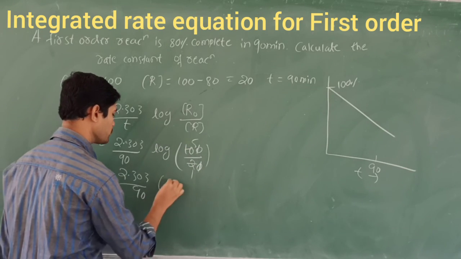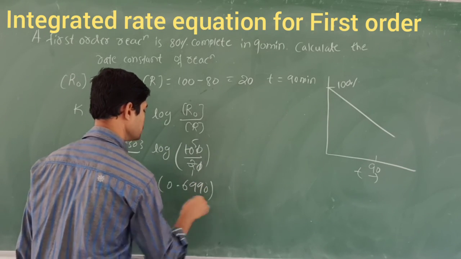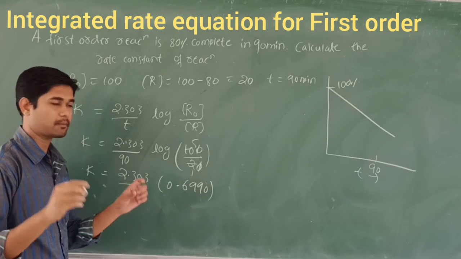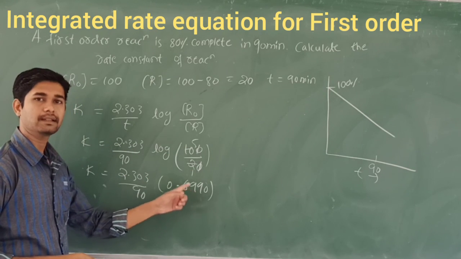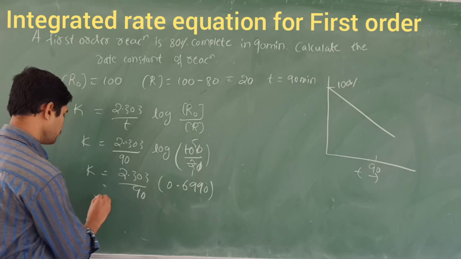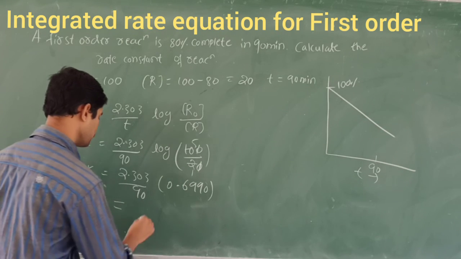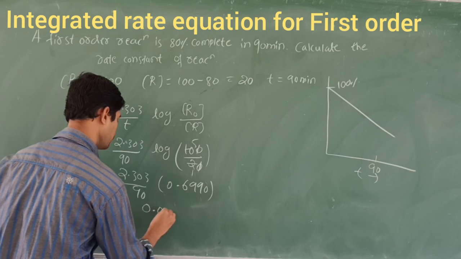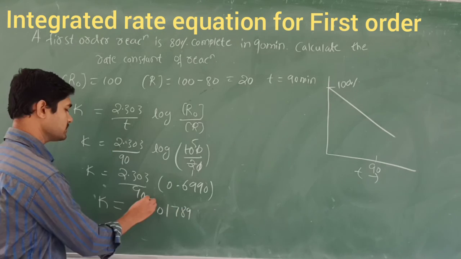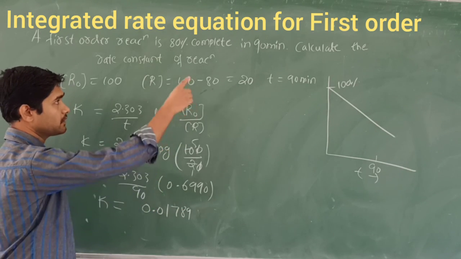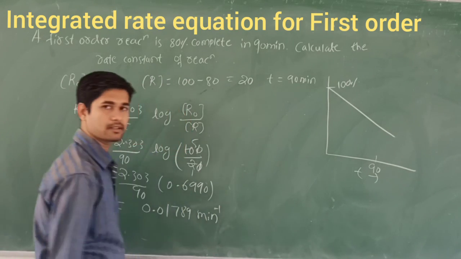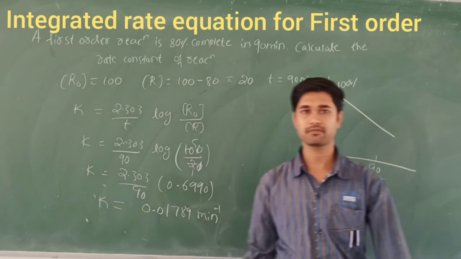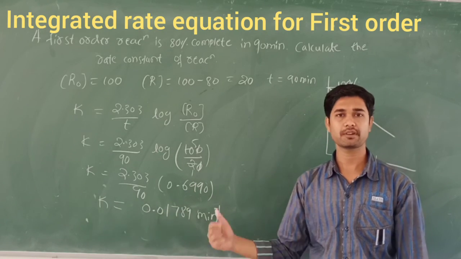What is the value of log 5? When you look at the log table, we obtain the log 5 value as 0.6990. After this simple calculation, we obtain the rate constant, k is equal to 0.01789. This is in terms of per minute, since the time was given in minutes, so we give it as per minute only. So this is a simple calculation to find the rate constant for the first order reaction.